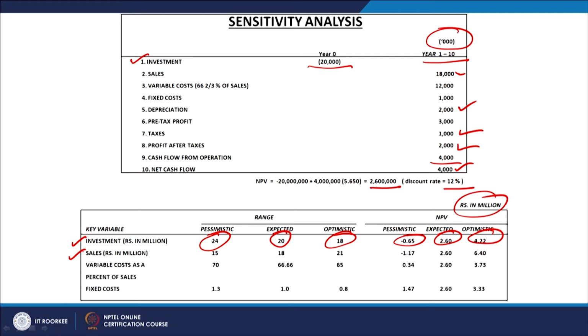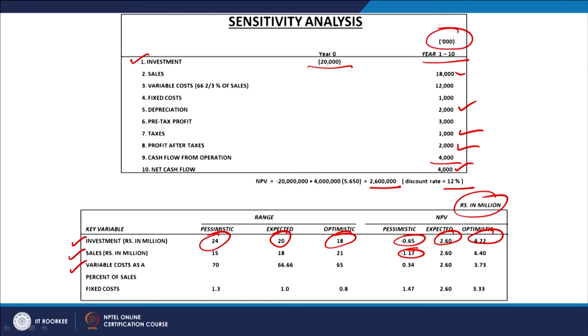If you change the sales keeping the other factors the same, then this is going to be the NPV, because the most likely scenario was 1.8 crores, right, 18 millions of the sales were expected to be made. But if the sales come down to 1.5 crores or the 15 millions, then the NPV will also become negative by this amount, and if the sales go to 21 million, then the NPV of the project will become 6.40, keeping the other factors same.